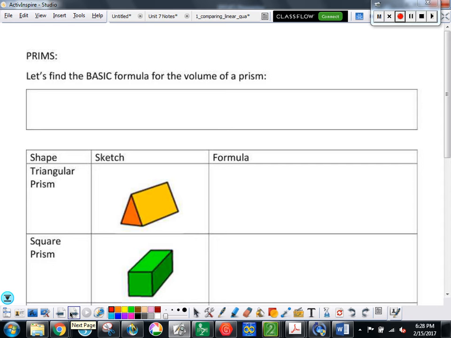So now I think I must have autocorrect, because I swear I know how to spell the word prism. It's okay, you can make fun of me.